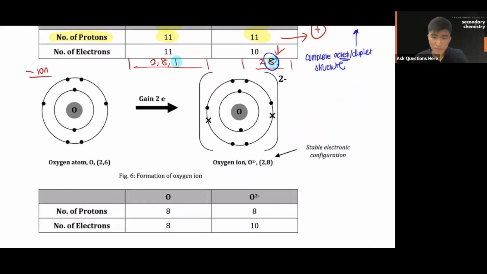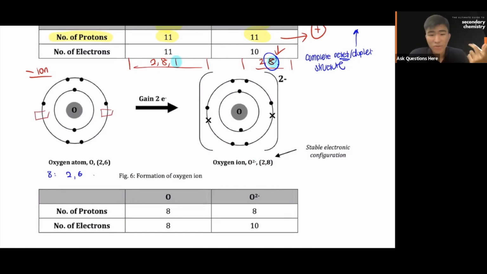Now, I have an oxygen atom. Let's go back to the periodic table. You can see the oxygen atom has 8 electrons, right? So 8 electrons, how will they arrange? It will arrange 2, 6. Now, if I draw out the structure, it looks something like this. And I observe that there are 2 empty slots, one here and one here. Now, what happens is I have 2 options.